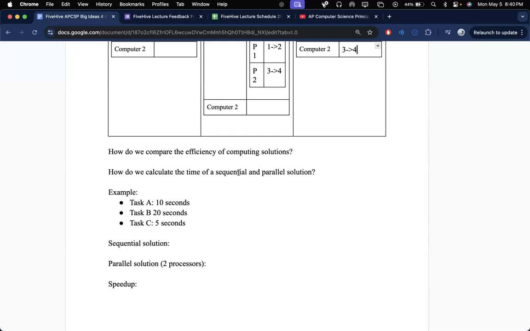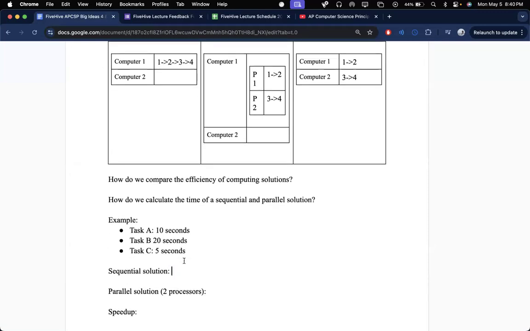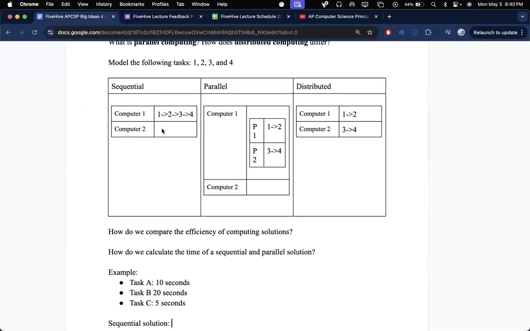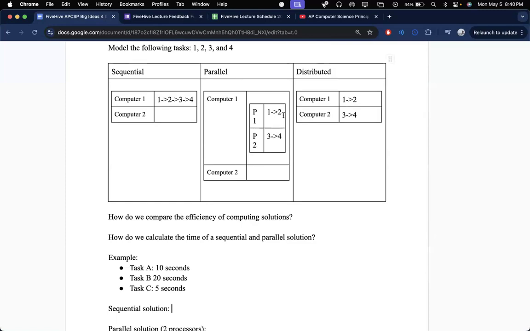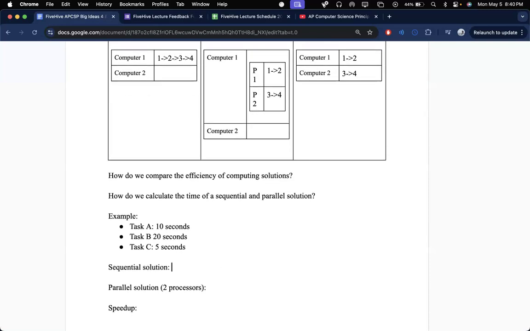Well, if we are calculating the time for a sequential solution, and we know that tasks A, B, and C take 10, 20, and 5 seconds respectively, then all we need to do is just add them together, right? Because we know that in this example here, the complete time is going to be the time it takes to complete 1, then 2, then 3, then 4, right? So we just add those times together. Let's do the sample solution here for sequential. That would be 10 plus 20 plus 5, right? Which is 35 seconds.